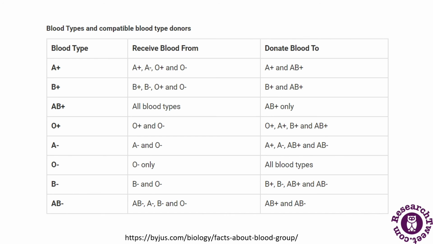If the person has A negative blood group, he can receive from A negative and O negative and donate to A positive, A negative, AB positive and AB negative. If the person has O negative blood group, he can donate to all the types of blood group and receive only from O negative. Similarly, in case of B negative, he can receive from B negative and O negative and donate to B positive, B negative, AB positive and AB negative. And the last is AB negative, where he can receive blood from A negative, AB negative, B negative and O negative and donate blood to AB positive and AB negative.